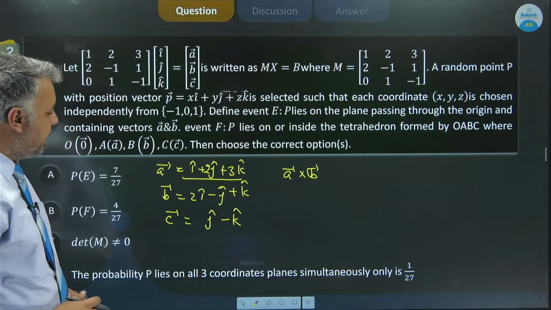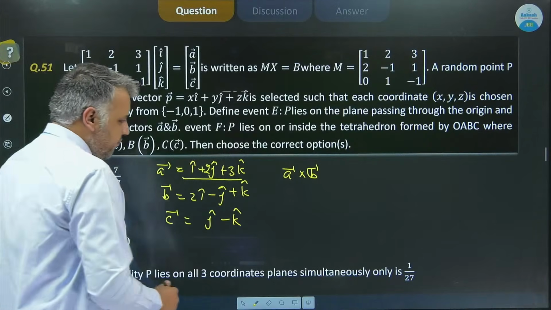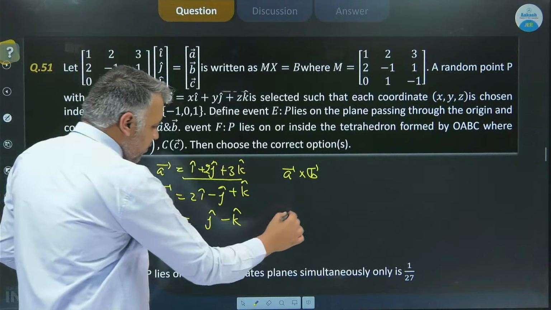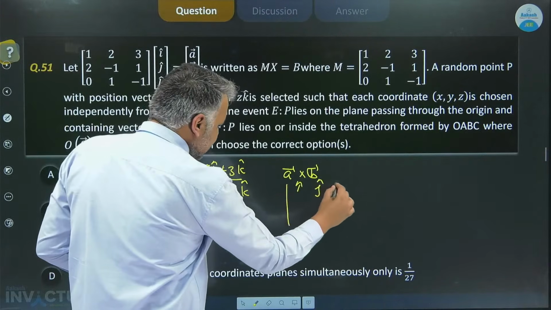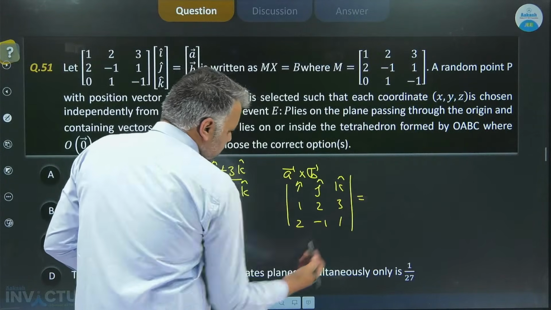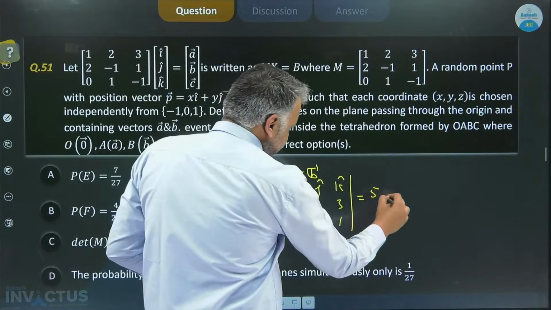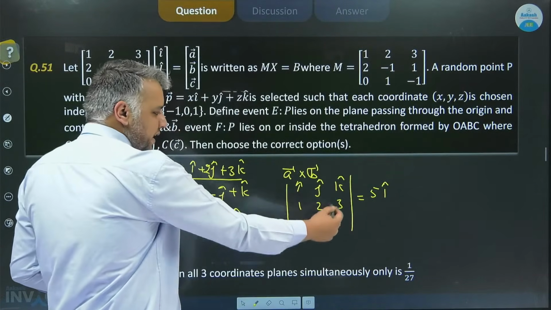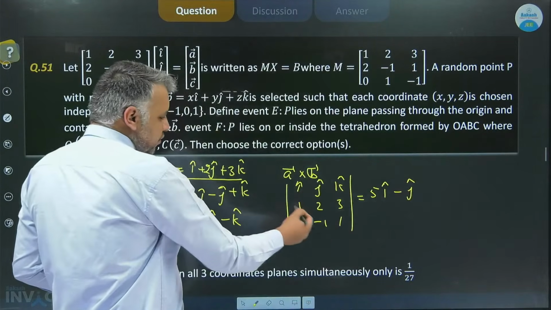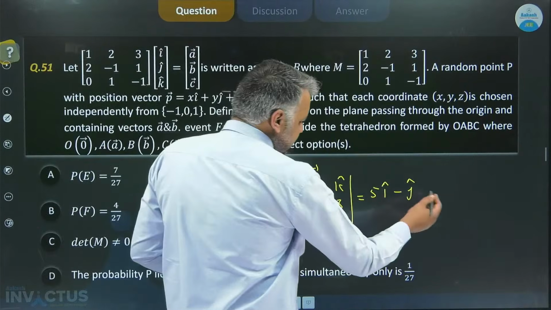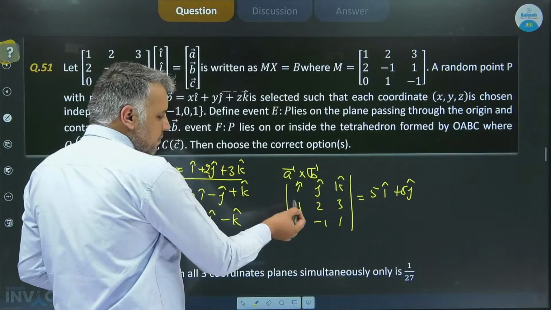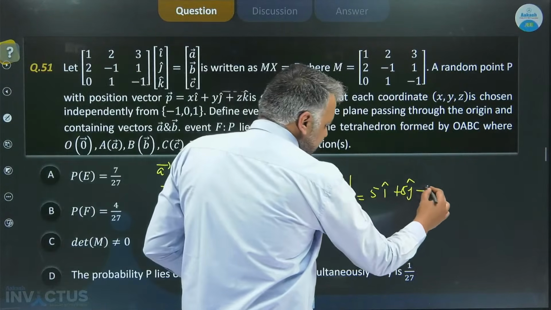The normal to the plane will be A cross B, because the plane contains both vectors A and B. So if I calculate A cross B, with rows I, J, K, 1, 2, 3, 2, minus 1, 1, this will be 5 i cap, 2 minus 3, and the coefficient of j cap will be minus j cap into 1 minus 6, so minus 5, so this will be plus 5 j cap, and the coefficient of k cap will be minus 1 minus 4, so minus 5 k cap.